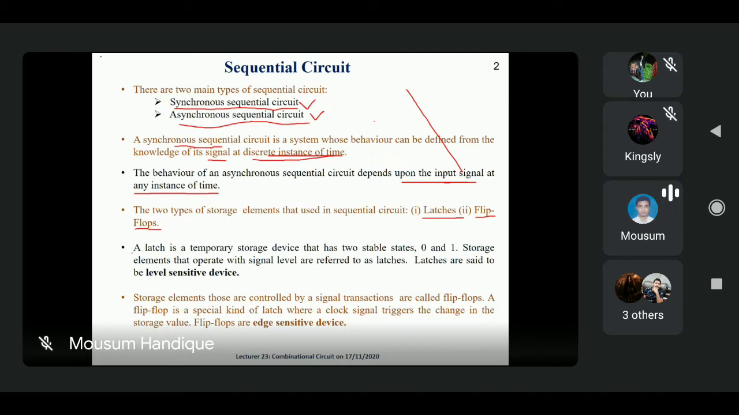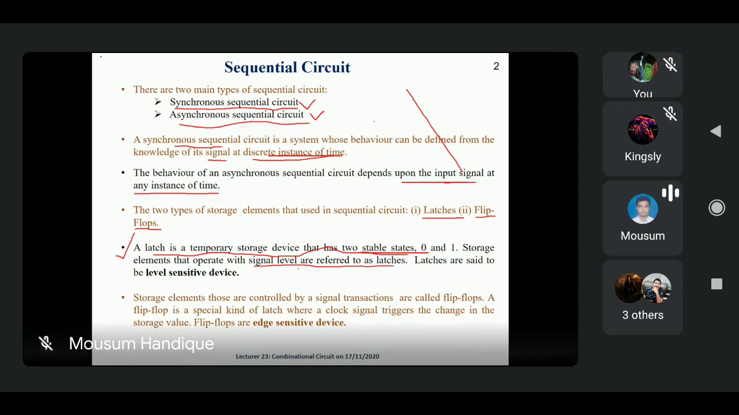Okay. So what is a latch? A latch is a temporary storage device that has two stable states. One is called 0 and one is called 1. And when someone asks you why we are using memory elements: memory elements are used in sequential circuits, and the main purpose of using them is the storing of binary information. Storage elements that operate with signal level are referred to as latches.